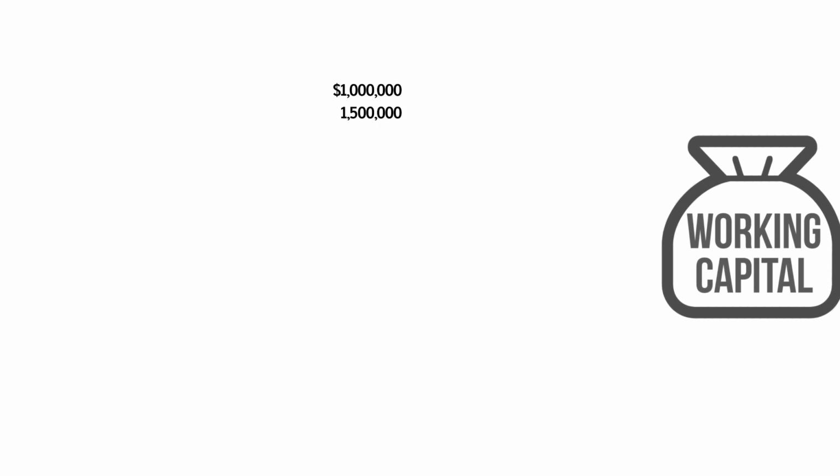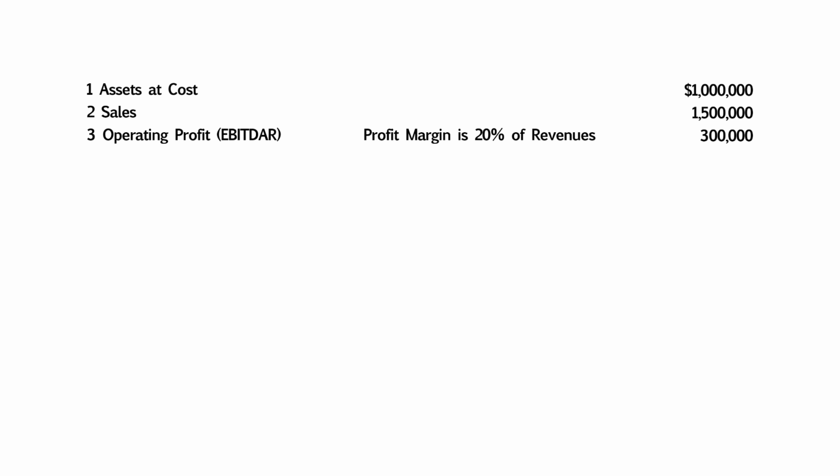Now let's turn to sales. We're going to assume $1.5 million annually. And operating profit, or earnings before interest, taxes, depreciation, and amortization as a percentage of revenues, and we're assuming a profit margin here of 20% of sales on line 2, which pencils out to $300,000 a year.